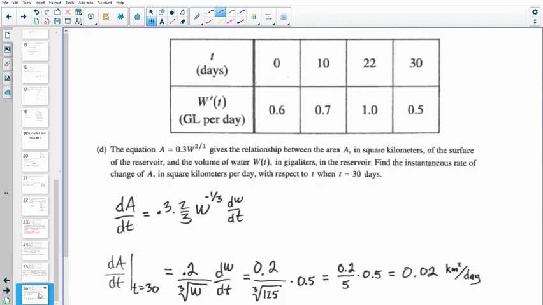And finally, part D. Here is an equation that gives a relationship between the area. And when I saw this, I got a little bit scared because I thought they were going to have us do some really fancy solid of some kind of a density or some weird thing. But then when I read the rest of the question, I saw it's looking for the instantaneous rate of change of A with respect to time.